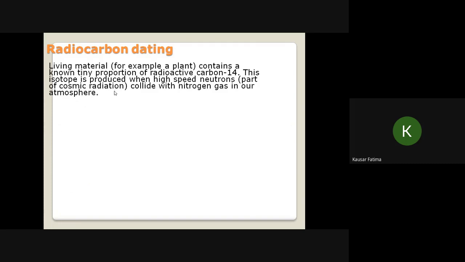What are the cosmic radiations? They enter our atmosphere from outer space. So these neutrons collide with nitrogen and produce carbon-14. Here is the equation. This neutron reacts with the normal nitrogen and produces radioactive carbon. It's another isotope. Normal, stable carbon is carbon-12, and this is radioactive carbon.